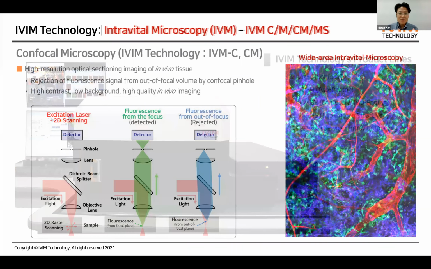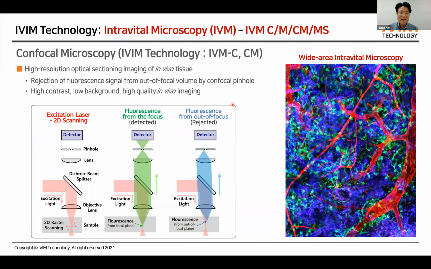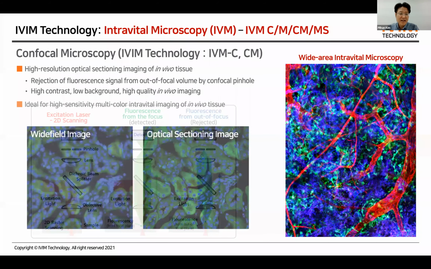I guess many of you already know the details about this microscopy instrumentation, but I just want to briefly talk about it. For intravital microscopy, we need optical sectioning of thick live tissue in a live animal. For that purpose, we can use a confocal microscope or two-photon microscope. In a confocal microscope, we utilize a confocal pinhole in front of the detector to reject the fluorescence signal from out of the focal plane. Thereby we can achieve high contrast, low background, and high quality in vivo imaging in live tissue.